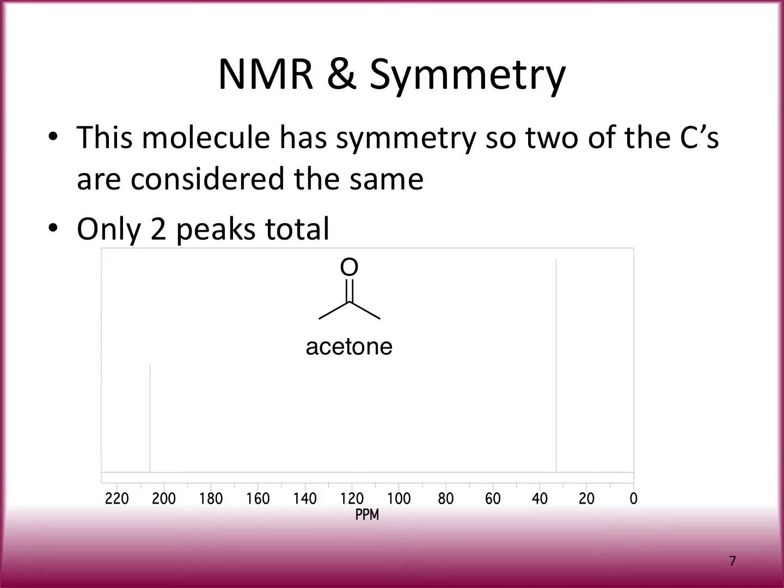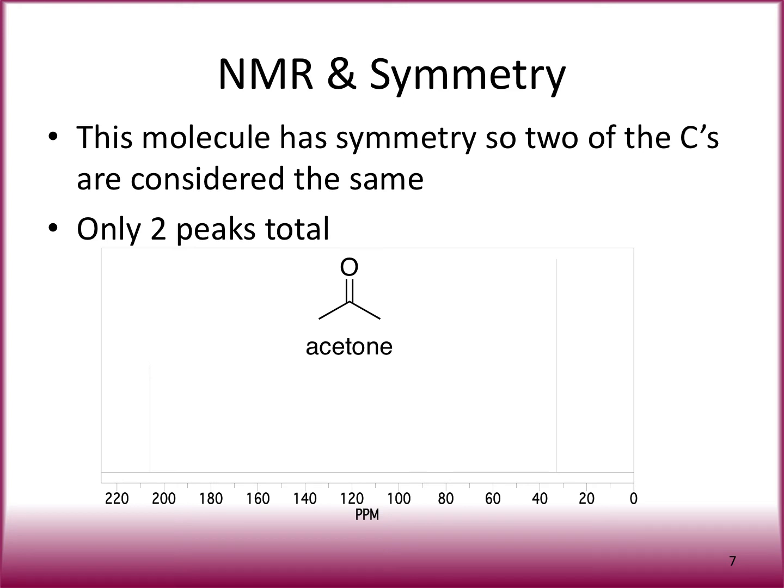So let's look at the first example with the carbon NMR. As you can see, I've drawn the structure of what this actually is. This is called acetone. It's a type of ketone. And this molecule has some symmetry so that 2 of the carbons are considered the same. So looking at the structure, which of the 2 carbons do you think would be similar? Meaning they're connected to all the same atoms.